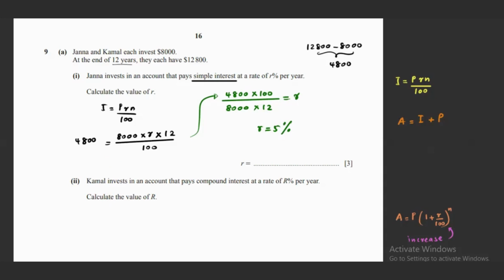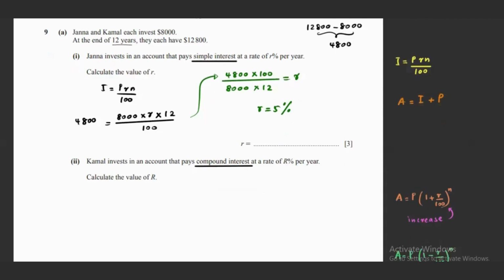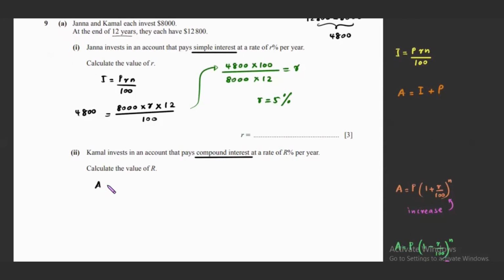The second part of the question: Kamal invests in an account that pays compound interest at a rate of R% per year. Calculate the value of R. So here, this is for the same question, but Kamal is investing in an account that pays compound interest, which means we have to make use of the compound interest formula, which is A is equal to P times 1 plus R over 100 to the power n. So let me write it here. A is equal to P times 1 plus R over 100 to the power n.